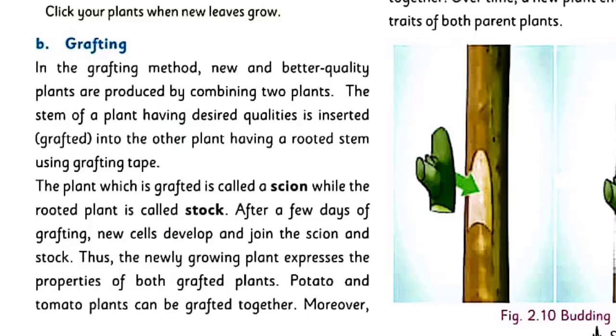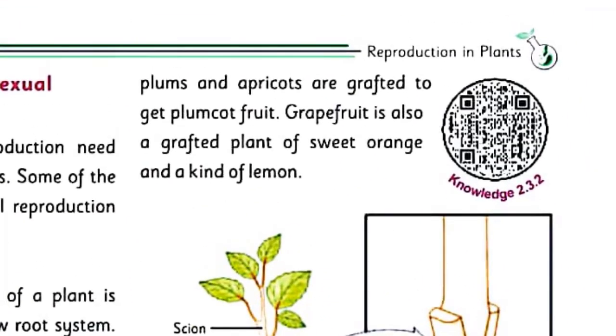After a few days of grafting, new cells develop and join the scion and stalk. Thus, the newly growing plant expresses the properties of both grafted plants. Potato and tomato plants can be grafted together. Moreover, plums and apricots are grafted to get plum-cot fruit. Grapefruit is also a grafted plant of sweet orange and a kind of lemon.